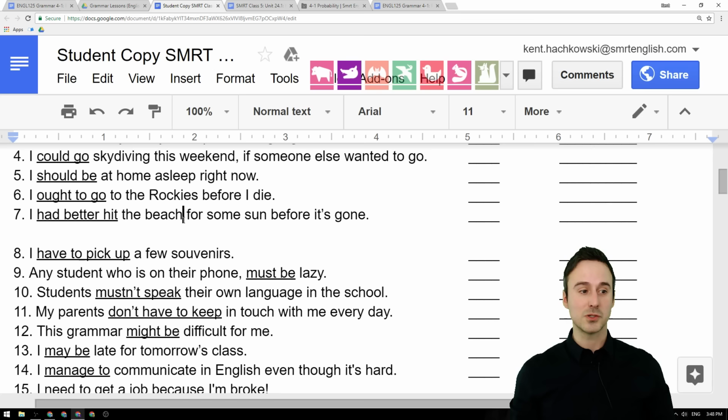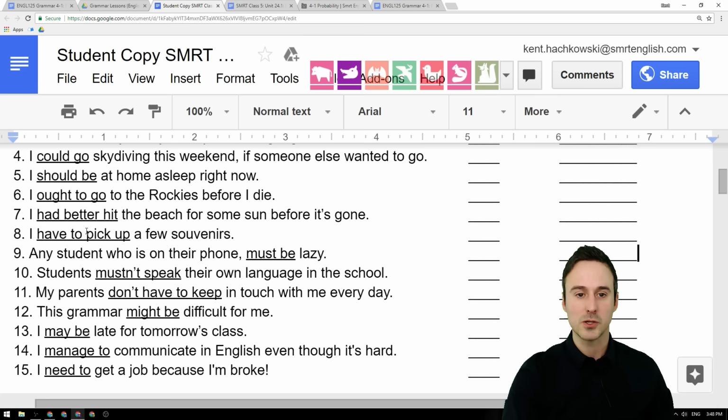So again, hit the beach, hit the books. Yeah, I see you guys are talking about that. It means do it, right? Hit the books means study. Hit the beach means go to the beach. Hit the gym means go exercise at the gym. So start using those words. Use them in your own English. Start using them because they're really super common. We use them all the time.